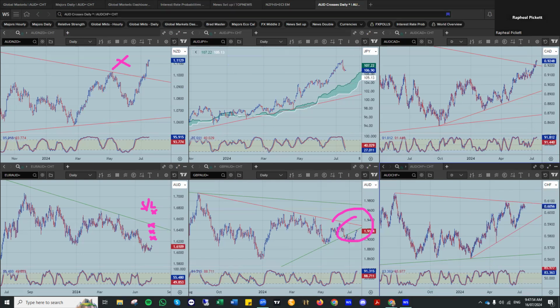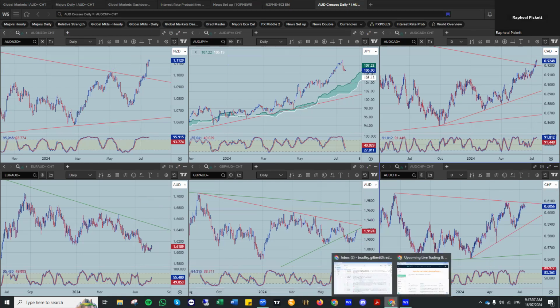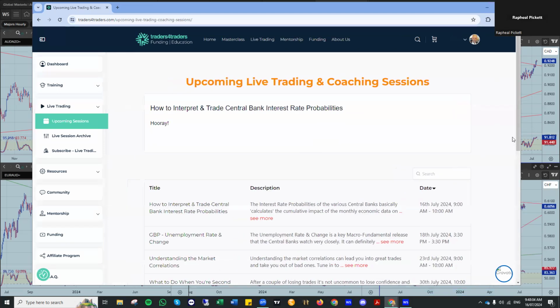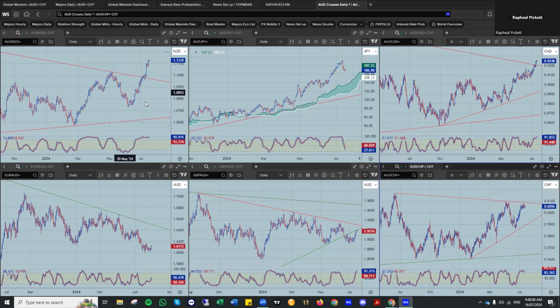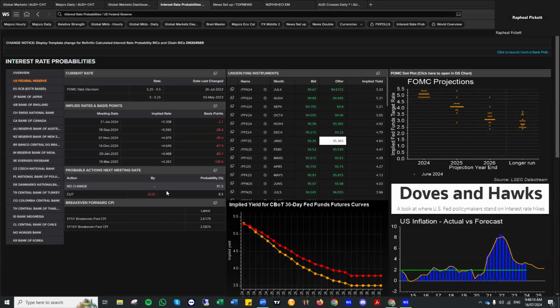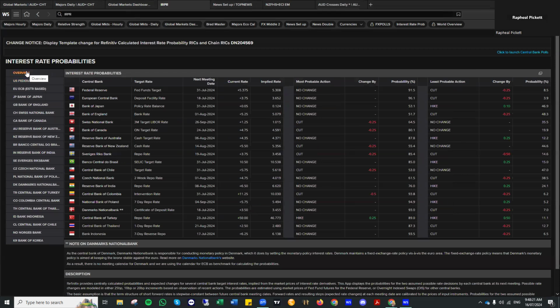All right, so that's the understanding of this data. Okay, how to interpret and trade central bank interest rate probabilities, right? This isn't the holy grail, right? But it's closer to it, right? And as I said, this interest rate probability detail, they've been working on this for a number of years. It's good to see they've finally launched it, and it does give us very clear detail. As I said, you don't need to have your head in the market so much now, because you can actually see what's going on and what the cumulative effect is.